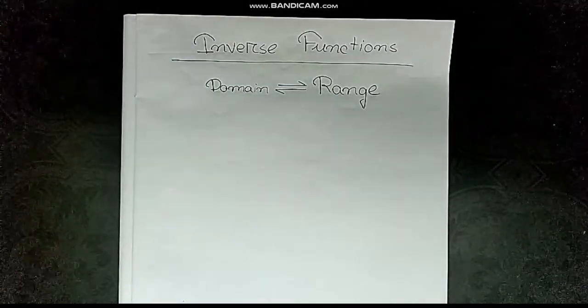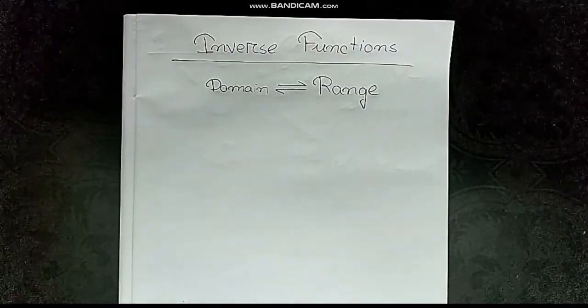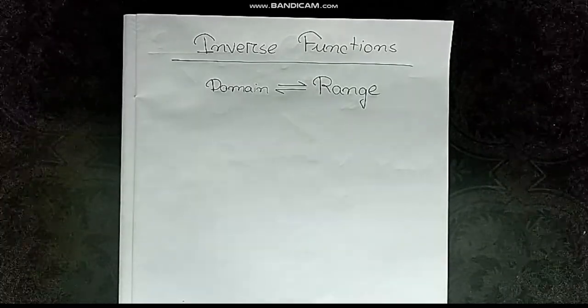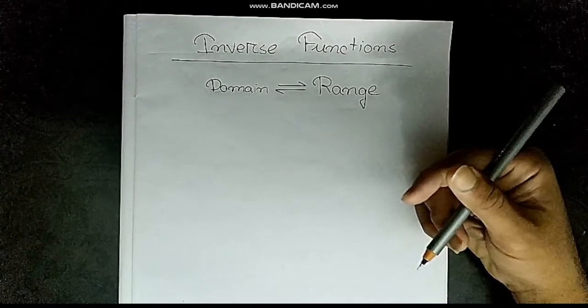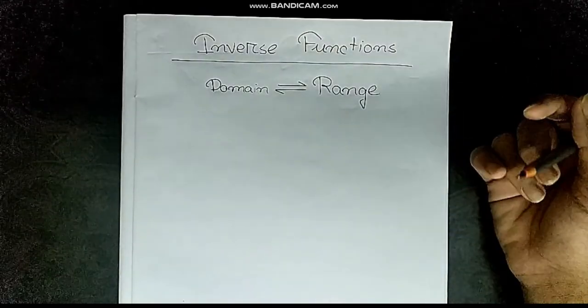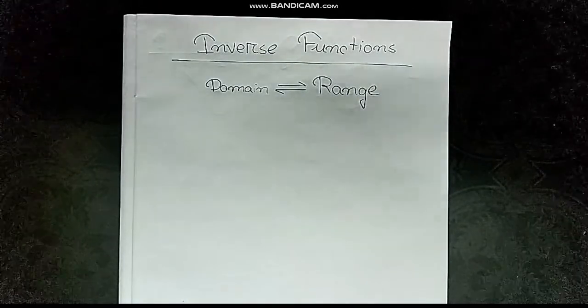So, what is an inverse function? An inverse function is completely the inverse, or the opposite, of a normal function. As you can see, the domain and range just interchange each other in the inverse function of that particular function. So, what does interchanging mean?